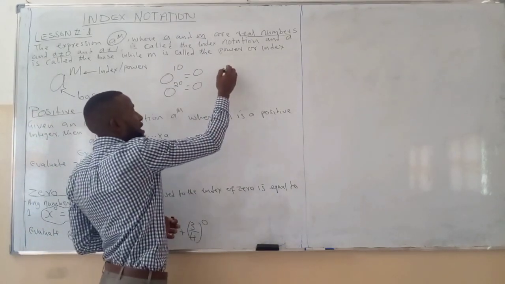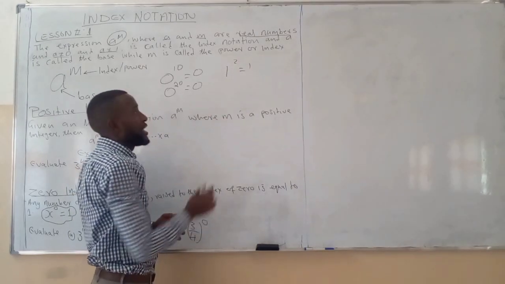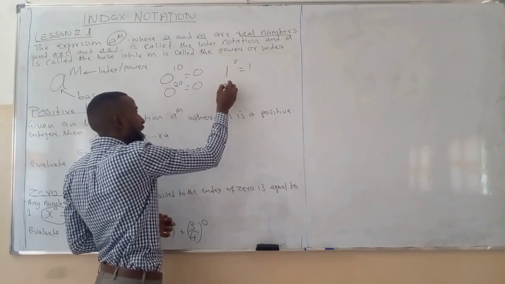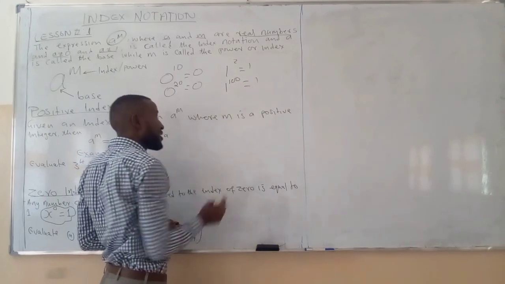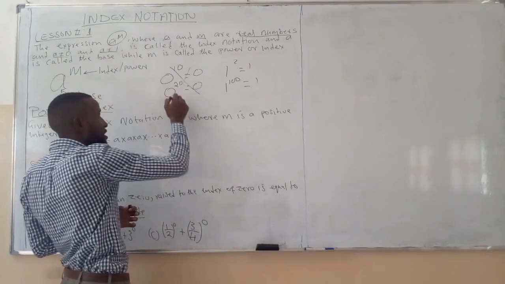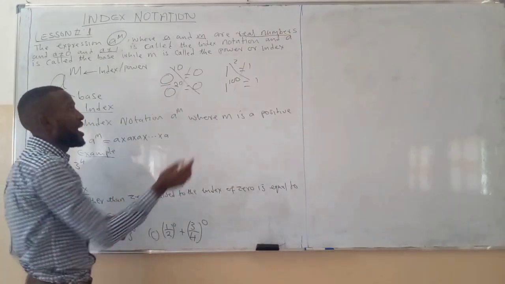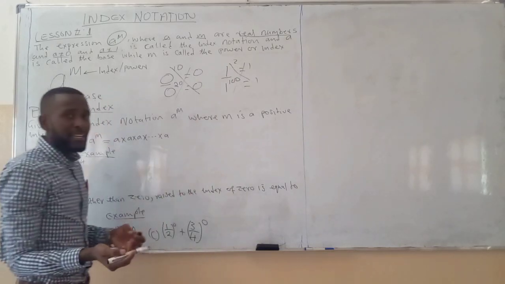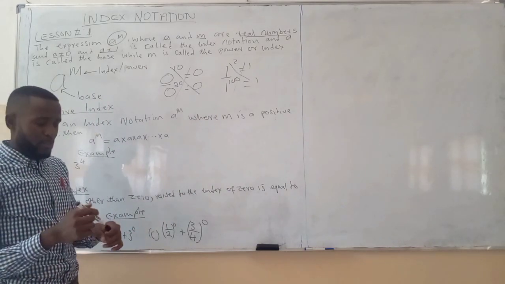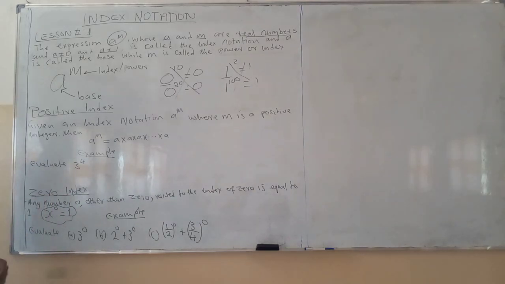And again, when we say let us raise 1 to power 2, my answer should be 1. Let us raise 1 to power 100. My answer should be 1. You see also this and this, they have no meaning. So we are simply saying in index notation, we should not have a situation where the base is equal to 0 and also the base is equal to 1. Hence, if it is like that, you are not going to make any meaning. That is how you can also understand the index notation.